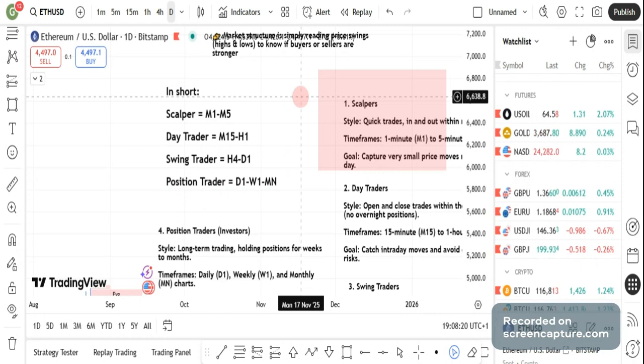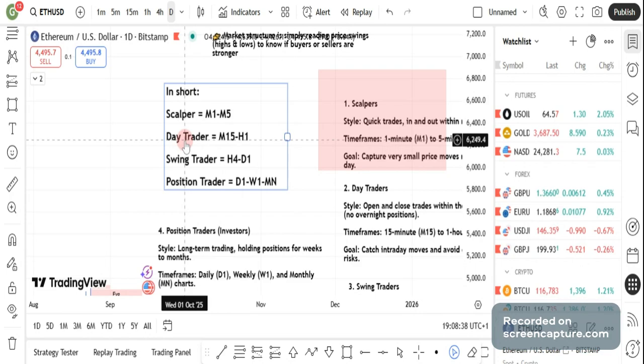The types of traders are categorized into four, like what I have here. First, we have the scalper. Second, the day trader. Third, the swing trader, and the fourth, the position trader. These traders work on different time frames. So before you can do analysis on the chart, you first need to understand the time frame that each category of trader works on.